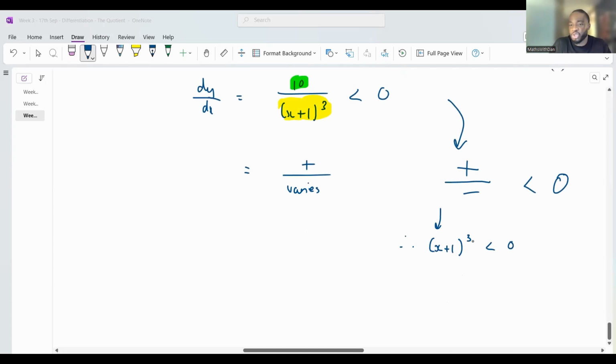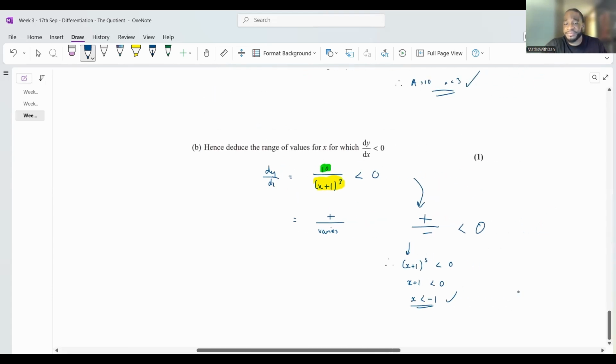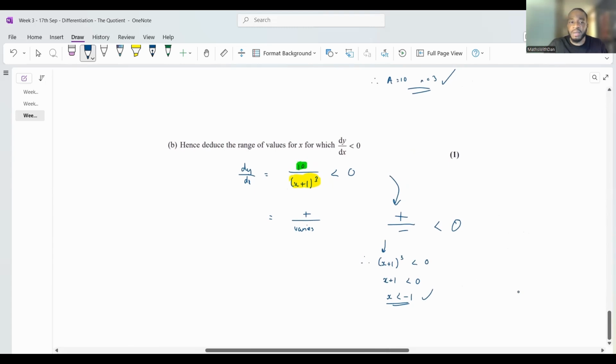So we're just solving that. Well, that's easy. Just cube root it. Cube root that x plus 1 is less than zero. Cube root both sides. Take away 1. x has to be less than negative 1 for it to be less than zero. And that's it. Does that make sense, guys? Anybody get that correct?